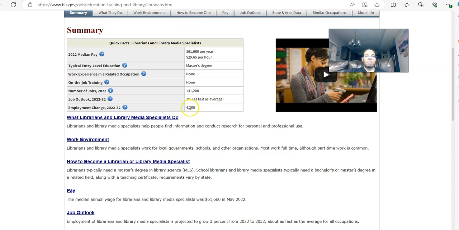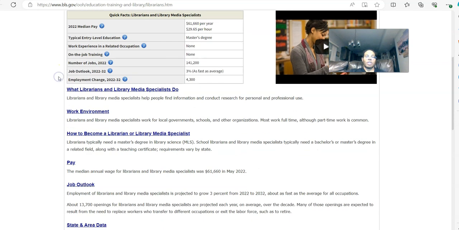And then once you get past this overview, employment change, I believe that is an increase they're expecting of about 4,000 jobs between 2022 and 2032 in that 10-year span. Now, you will see some professions where this number is negative, and that means that the job outlook is going down, as opposed to this one, which is 3% growth. If you saw negative 3%, that would be shrinkage.